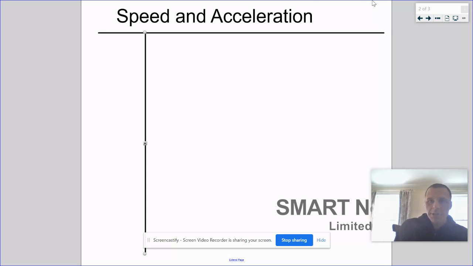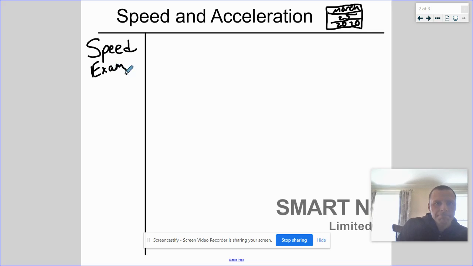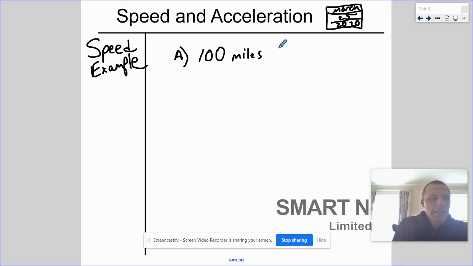So speed and acceleration, just some basic things. Let me put the date up here, stay consistent. So it's March 25th, 2020. And first is going to be a speed example. The example that I'm going to do with speed is kind of like a trip that has 3 parts. Part A. In part A, a car travels 100 miles, and it does that in 2 hours.